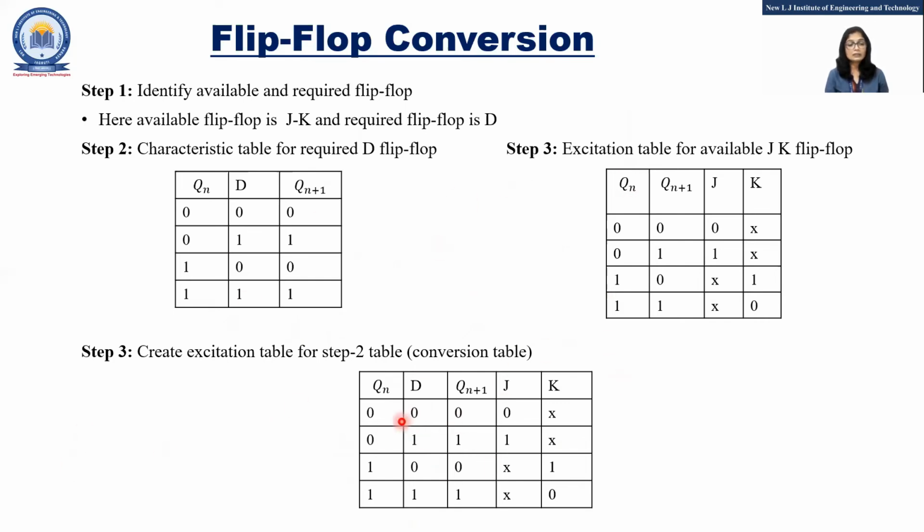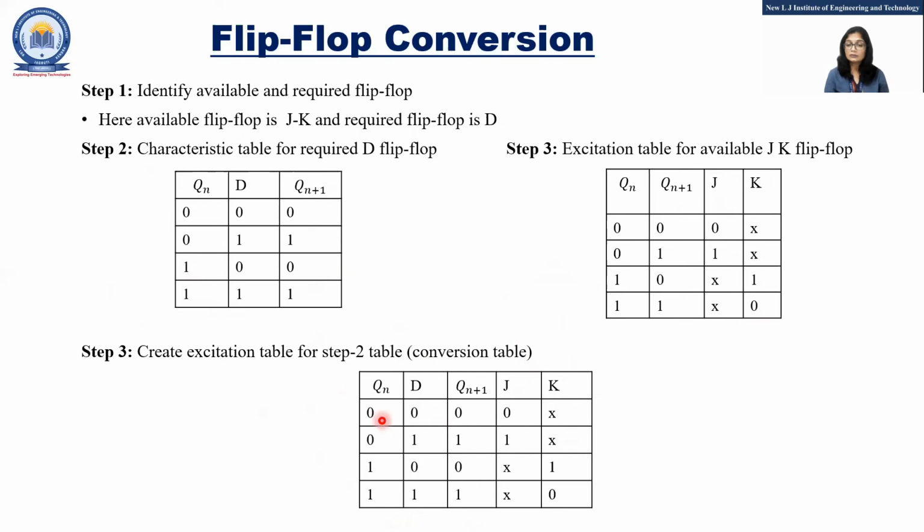Okay. So in this step, what we'll do is slightly different. You can see here what I have written: create the excitation table for the step 2 table. Means for this table, we have to write the excitation table. That is known as the conversion table. Now suppose we write this table as it is. I have taken this table here. Now, these are the outputs J and K of this step number 3.